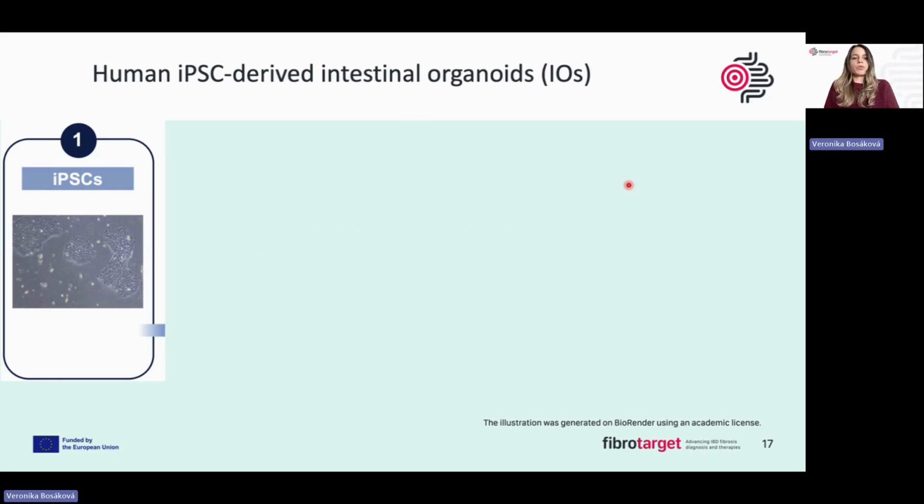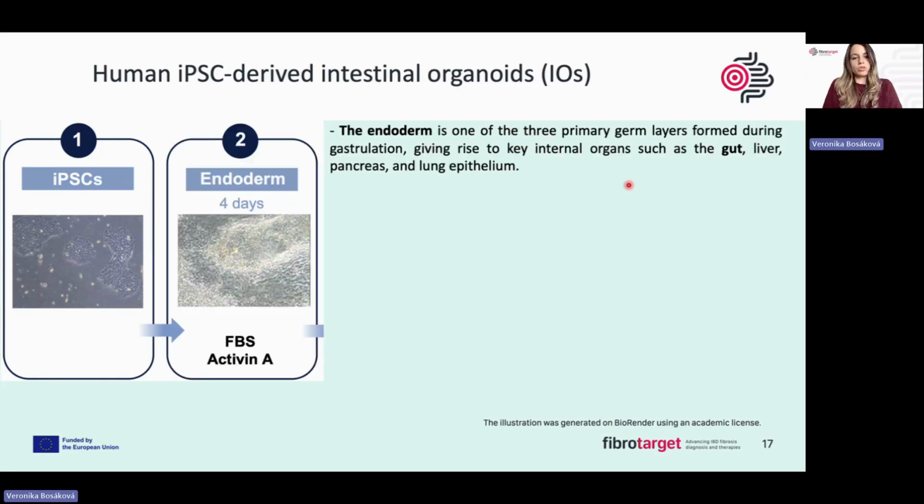In the protocol for the differentiation of iPS-derived organoids, we follow the organogenesis of the tissue, and we start with the stem cells, which we differentiate to endoderm, which is one of the three germ layers that are formed during gastrulation, and endoderm gives rise to key internal organs such as gut, liver, or lung.